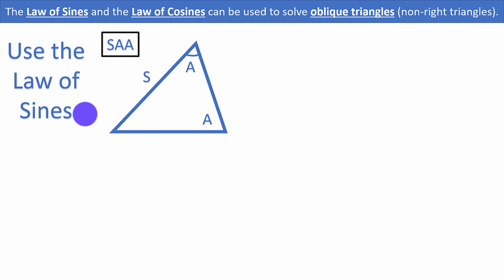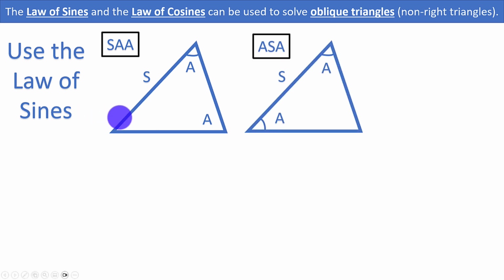The second case, where you would use the law of sines to solve the triangle, is the ASA case. This is very similar to the SAA case, except the side is between the two angles. You would still find the missing angle using the idea that the interior angles of a triangle should add to 180 degrees, and then you would use the law of sines to solve for the two missing sides.